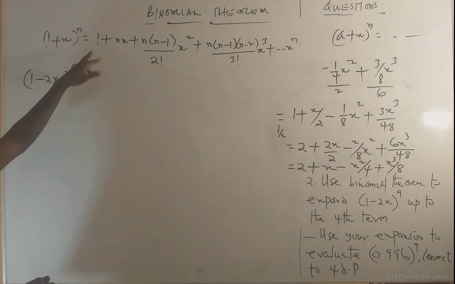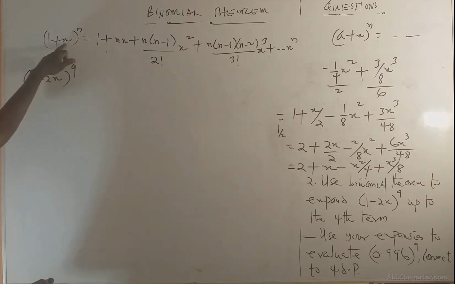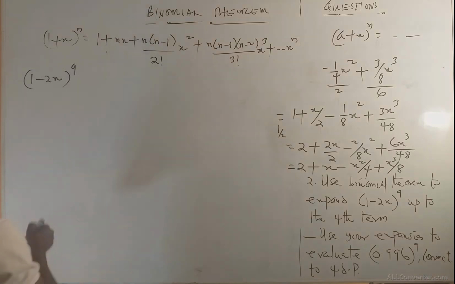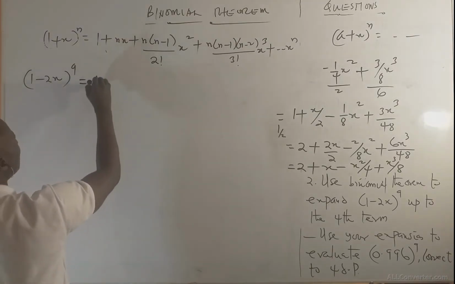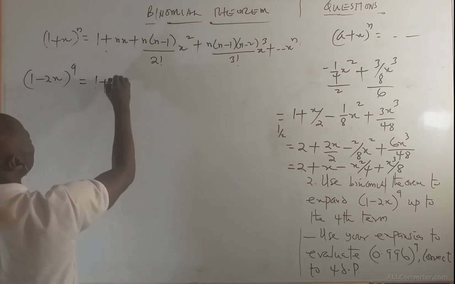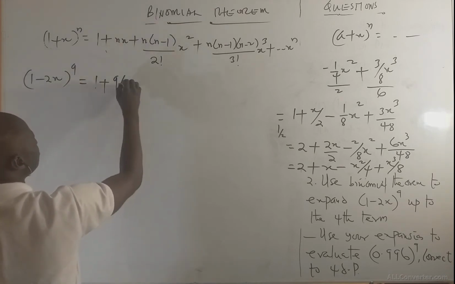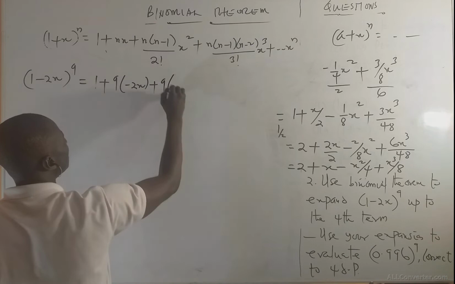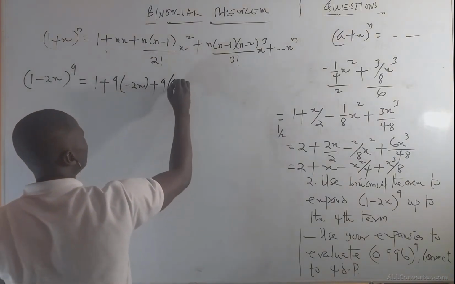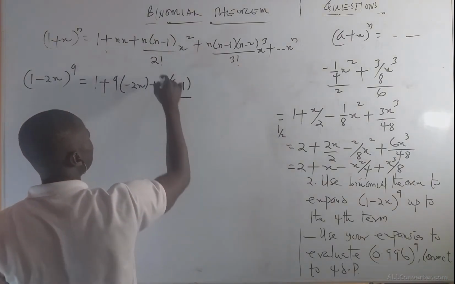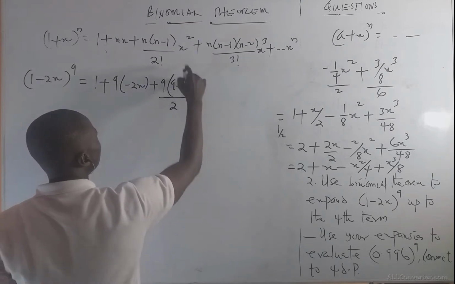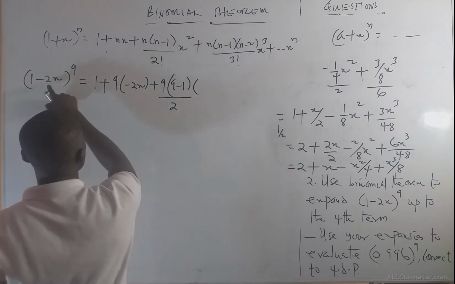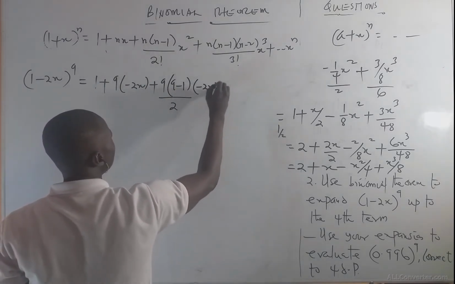So wherever you see x in the expansion, you now substitute that by -2x. Wherever you see n, you substitute that by 9. So in doing that, you are going to have 1 plus n, and n is now 9, x is now -2x. So you have -2x here, plus n, that is 9, then (n - 1) will be 9 - 1 over 2 factorial, which is 2 times 1, that is 2. Then x squared, don't forget that the x is now -2x, so it's (-2x)^2.